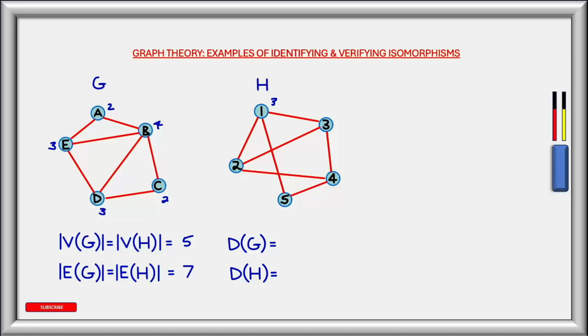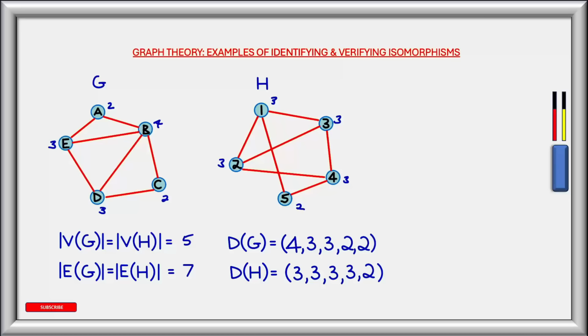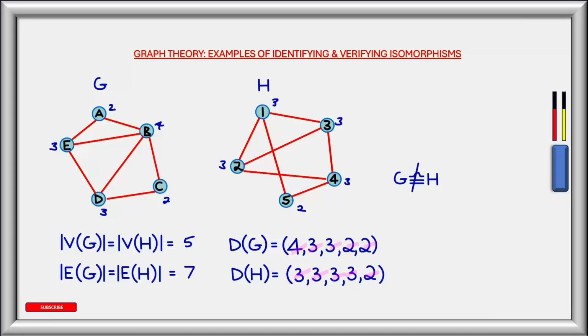And then if we look at graph H, vertex 1 has 3 edges, so its degree is 3. Vertex 3 has 3 edges, so its degree is 3. Vertex 2 has 3 edges, so its degree is 3. Vertex 4 has 3 edges, so its degree is 3. And vertex 5 has 2 edges, so its degree is 2. And so for graph G, we get a degree sequence of 4, 3, 3, 2, 2. And for graph H, we get a degree sequence of 3, 3, 3, 3, and 2. And as we can see, these are not the same. As this test has failed, there cannot be an isomorphic relationship between graph G and graph H.